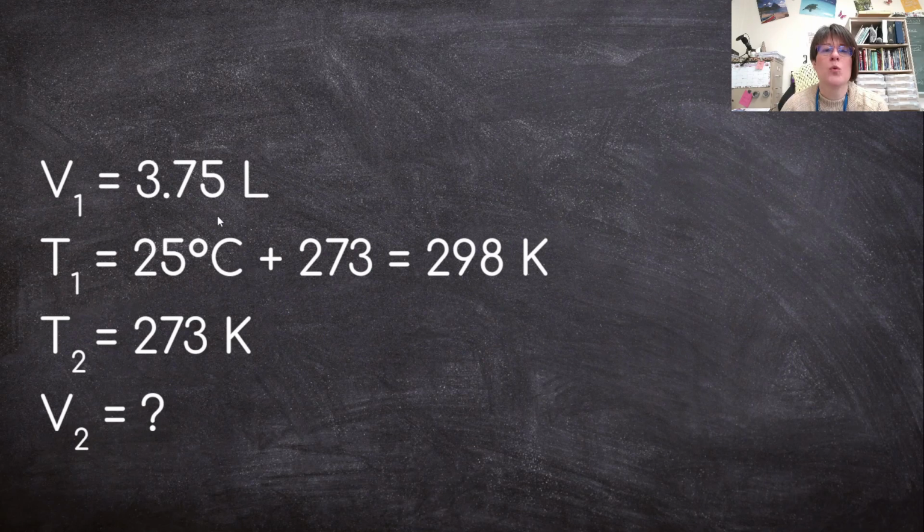So I write down what I know. I know the initial volume, 3.75 liters. I know T1, 25 degrees Celsius, but remember, I can only do these problems in Kelvin, so I add 273 to it to get 298 Kelvin. And then T2, I know that the standard temperature is 273 Kelvin, and we're looking for V2.